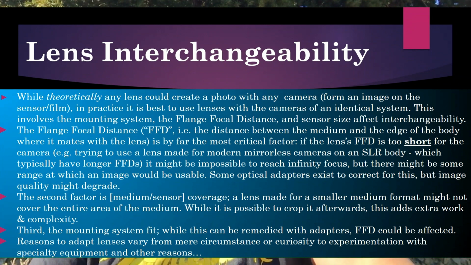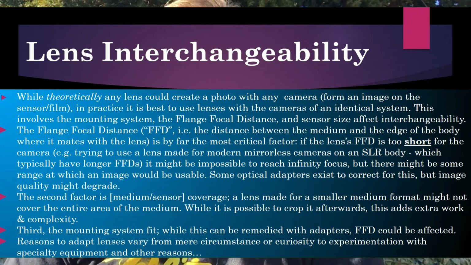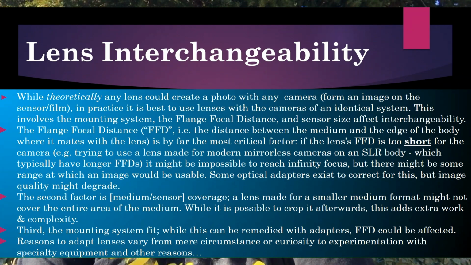Again, if we can overcome the obstacle of the physical mount or the physical difference in mount. And again, by far the most important factor in adaptation is the flange focal distance. So the flange focal distance should be longer in the camera than in the lens, or the same. So in other words, if you're using a lens that was engineered for a camera with a short flange focal distance on a camera with a longer flange focal distance, so if you're trying to put a lens made for a mirrorless camera on a SLR, it might not work. Chances are it's not going to work.